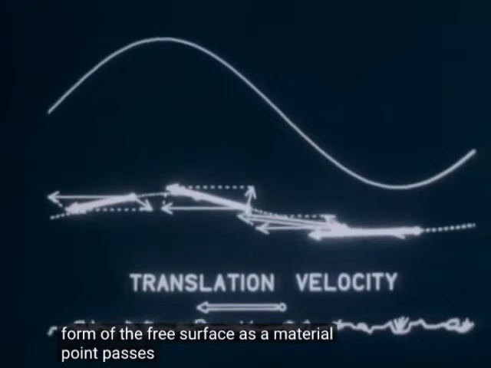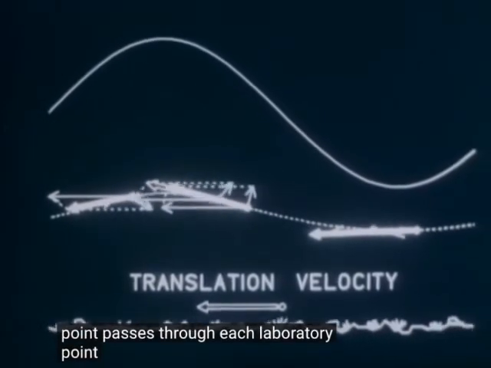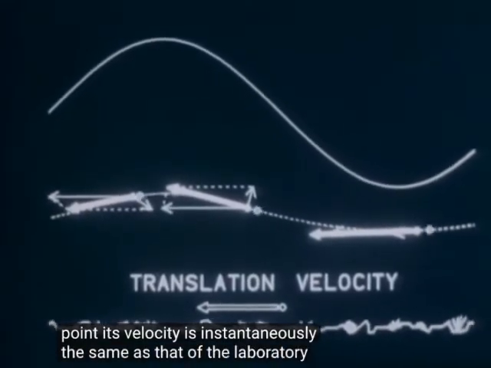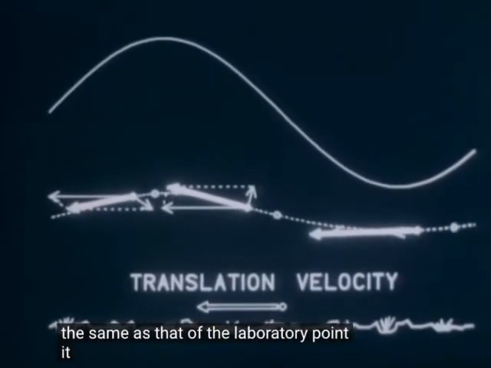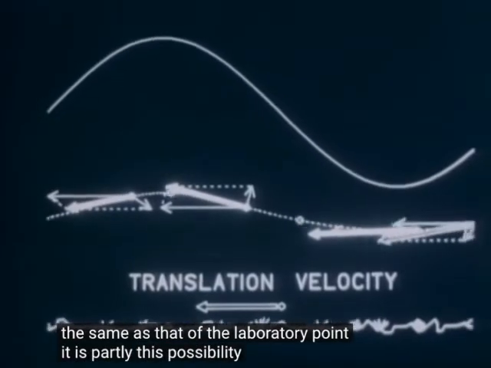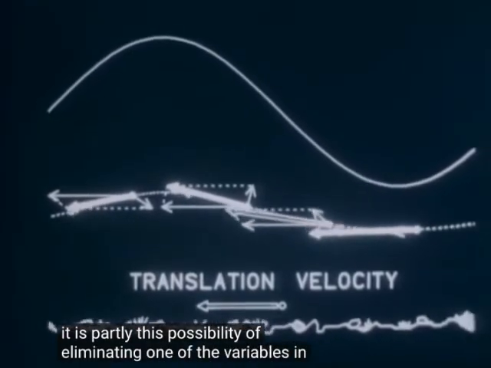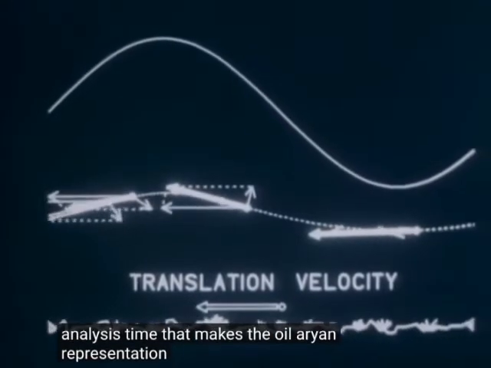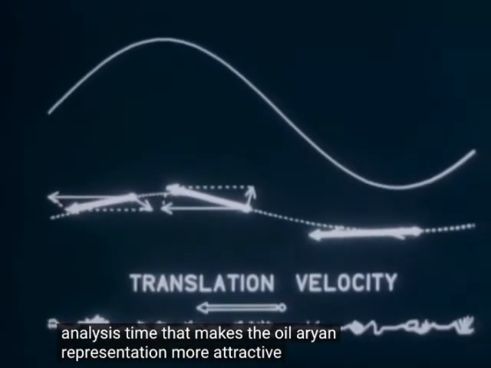As a material point passes through each laboratory point, its velocity is instantaneously the same as that of the laboratory point. It is partly this possibility of eliminating one of the variables in the analysis, time, that makes the Eulerian representation more attractive.